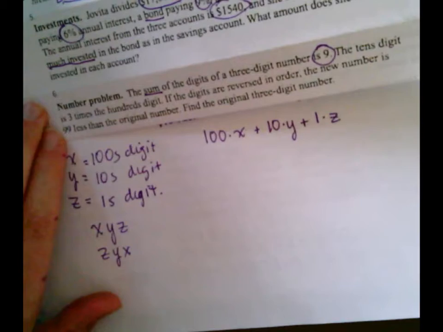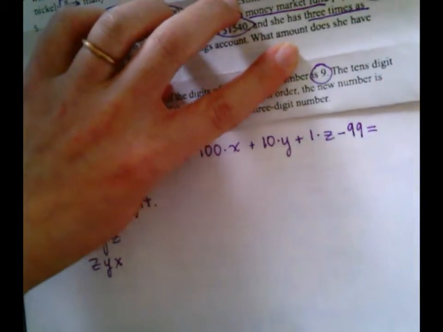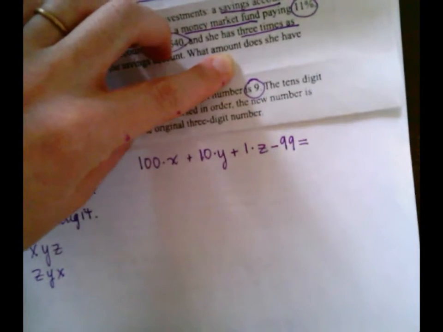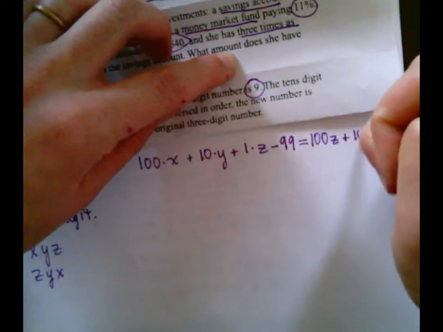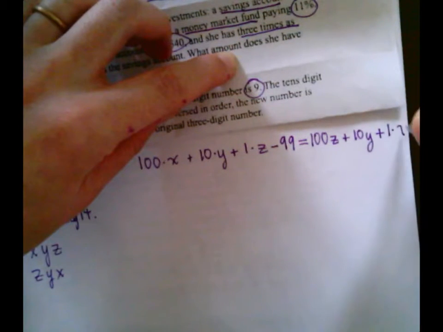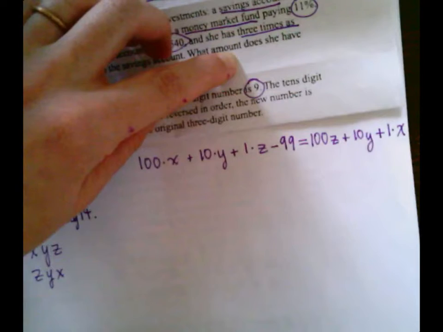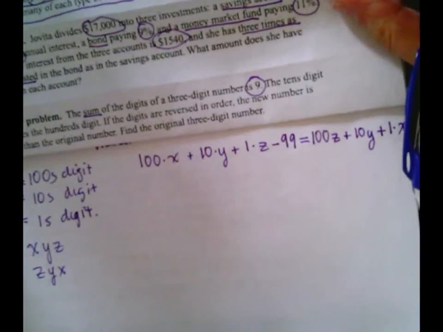And that's going to be equal to 99 less than the original. So if this is my original number, then I want to subtract 99 from it and set it equal to the expression where I reverse the digits. So that would be the 100z plus 10y plus 1 times x. Okay, so that would be one of your equations. And there are 2 more equations for you to write.